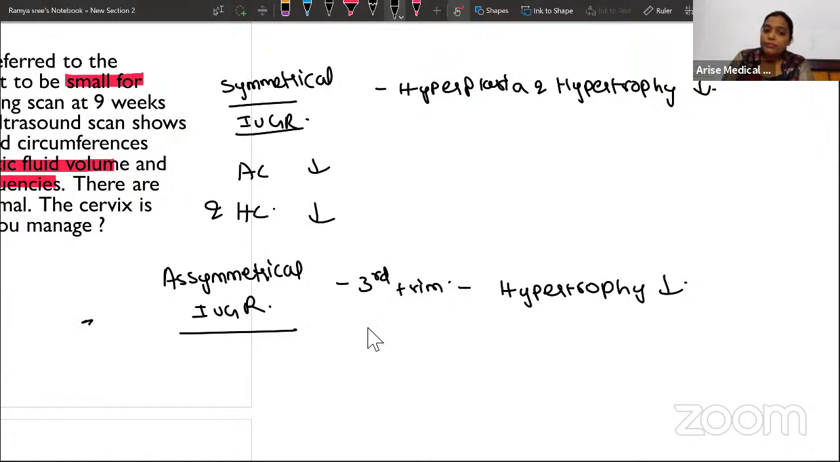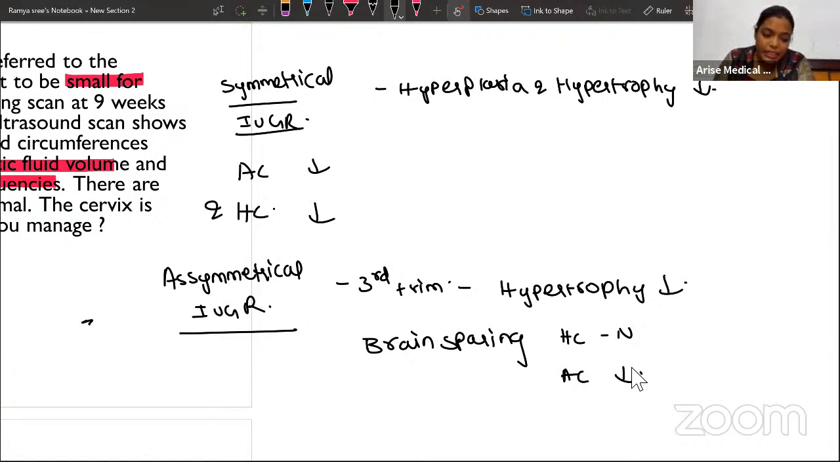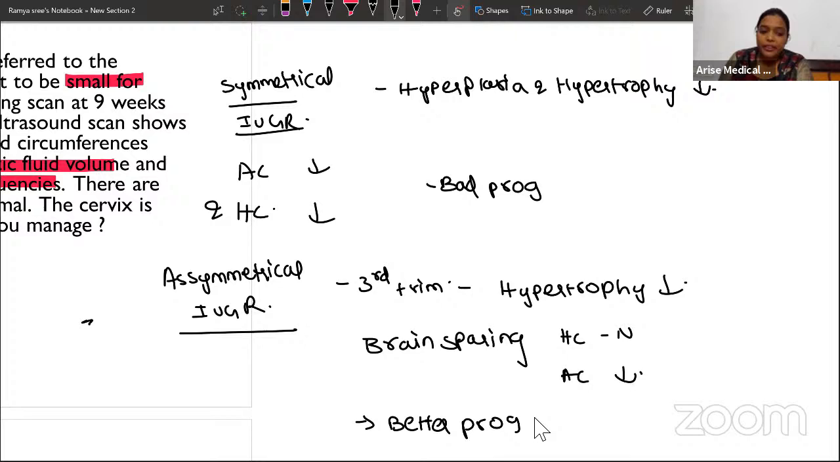So it's a brain sparing. Head circumference will be normal, but abdominal circumference will be decreased. As such, which has a good prognosis? Symmetrical IUGR has a bad prognosis, whereas asymmetrical IUGR has a better prognosis, because the brain is spared here, right?